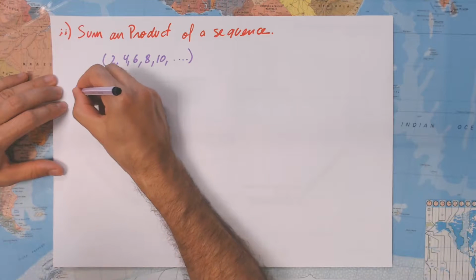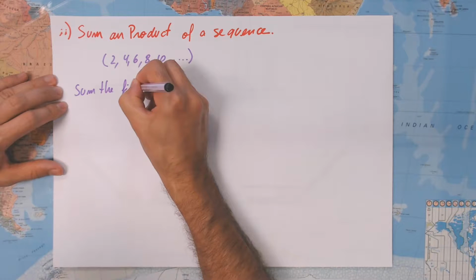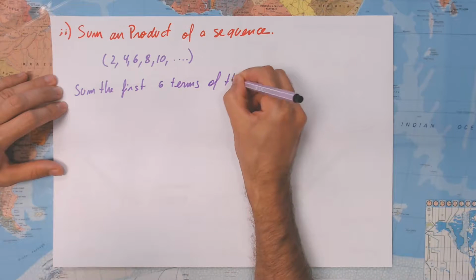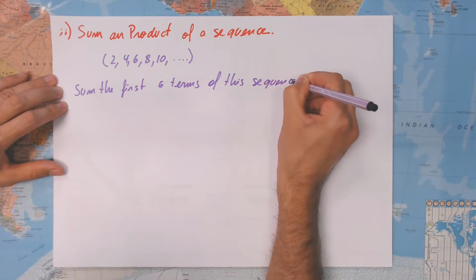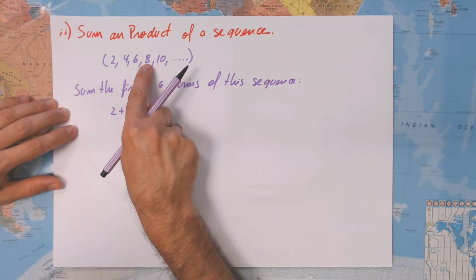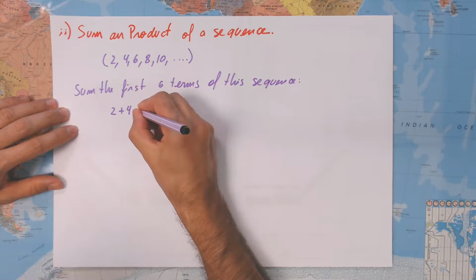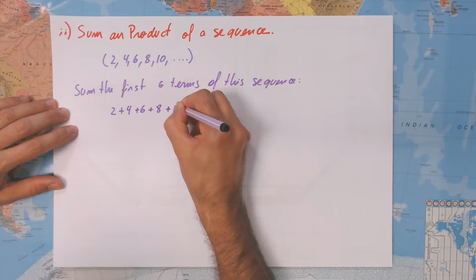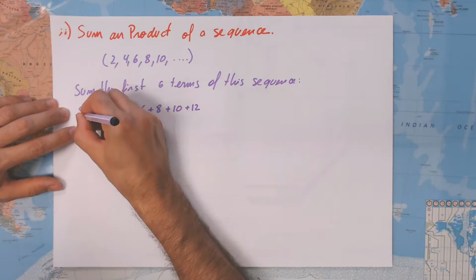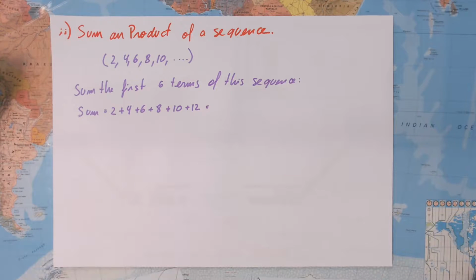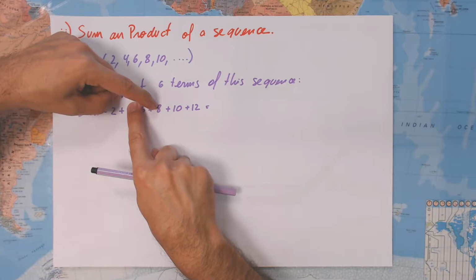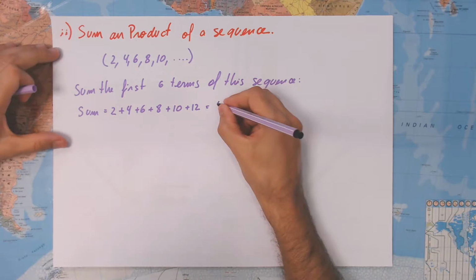For instance, let's sum the first 6 terms of this sequence. And what would it be? 2 plus 4, okay? 1, 2, 3, 4, 5, there is one more. 2 plus 4 plus 6 plus 8 plus 10 plus 12. So that would be the sum. How are we going to do the sum? Well, let's just add. This is 10, with 10, 20, 30, 42. This is just 42.